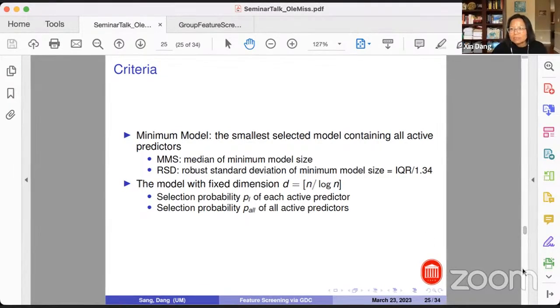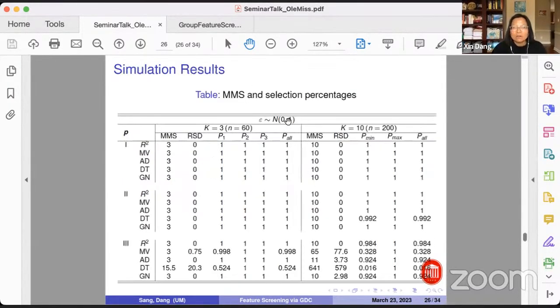So this is a result. This is for epsilon from the standard normal, and they have three cases: balanced, slightly unbalanced, and heavily unbalanced. Here k equals 3, the number of active predictors is 3, so we should expect 3. It's all good quantity, and the probability should equal 1. So in this case, everybody is doing a good job, a perfect job.